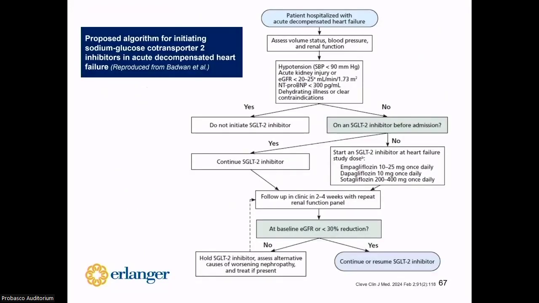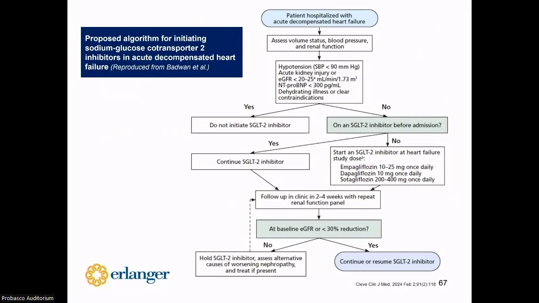This is a proposed algorithm that I reproduced from Baldwin et al. and colleagues that kind of walks through some things you might think about when you're trying to decide if you should start an SGLT2 inhibitor while a patient's admitted with acute decompensated heart failure. Again, just emphasizing that we need to be addressing patients' clinical status, their volume status, their renal function.